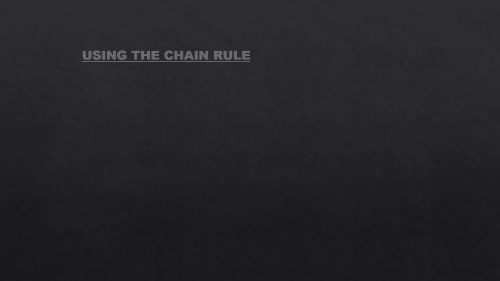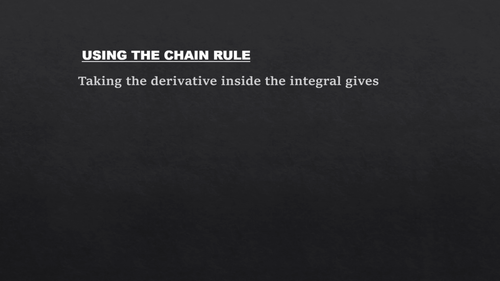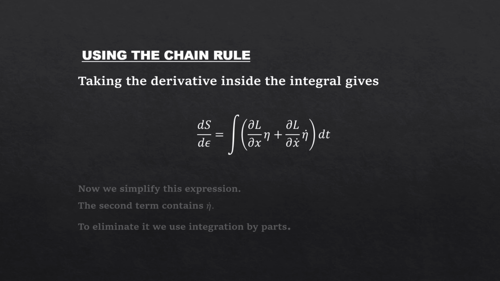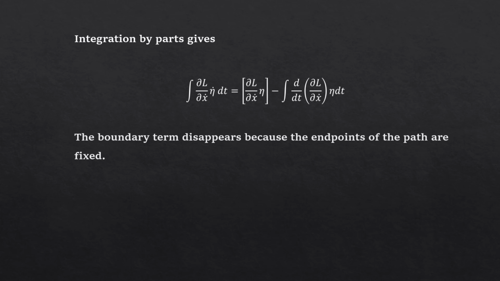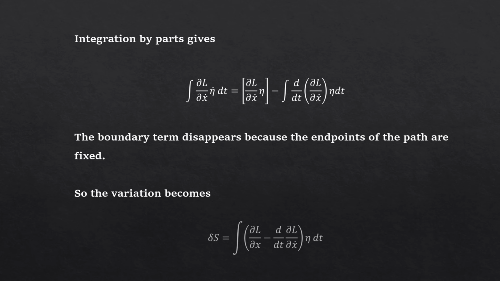Now we expand using calculus. Taking the derivative inside the integral gives the following. Now we simplify this expression. The second term contains eta dot. To eliminate it, we use integration by parts. Integration by parts gives the following. The boundary term disappears because the endpoints of the path are fixed, so the variation becomes.